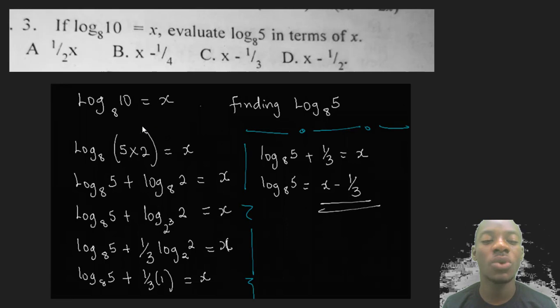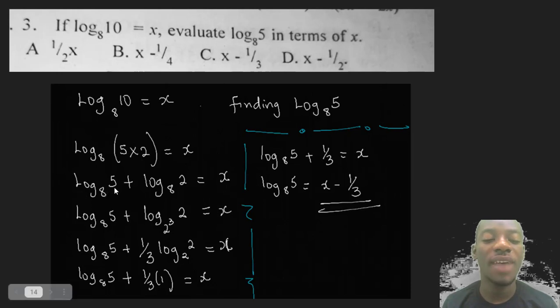Then we have the last one on logarithm. Log base 8 of 10 equals x. So we have log base 8. 10 is 5 times 2. I broke it down, equals x. And they said evaluate log base 8 of 5 in terms of x. So that means you mustn't solve log base 8 of 5. It must remain as log base 8 of 5. So it will become log base 8 of 5 plus log base 8 of 2 equals x.